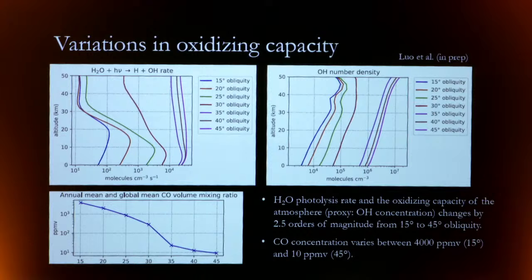And as a result, CO, as the reduced species, can have different lifetimes and is destroyed at different rates. So at higher obliquity, we have much less CO because it's destroyed by OH. We have only 10 ppm of CO, but at low obliquity, like 15 degrees, we have much higher CO concentration, 4,000 ppm. That's almost 0.5%.